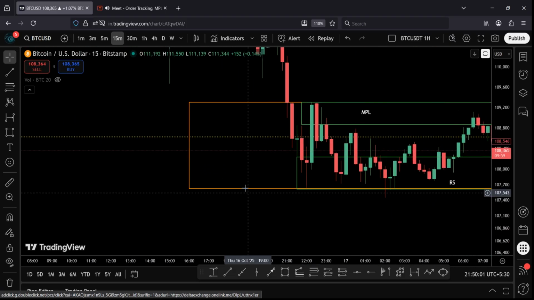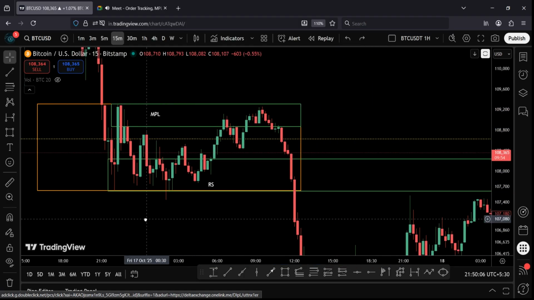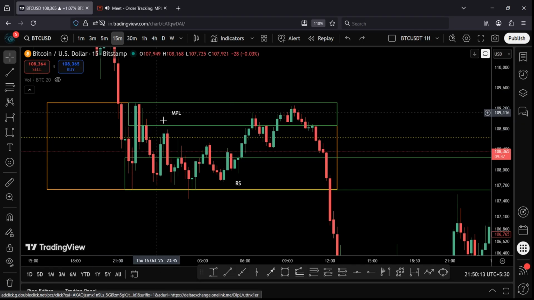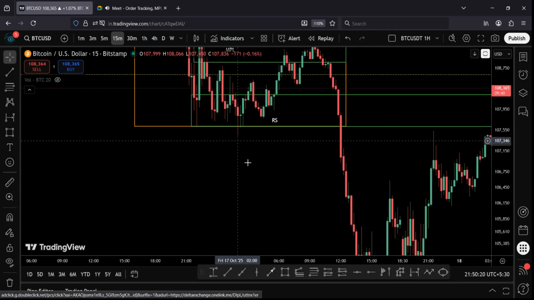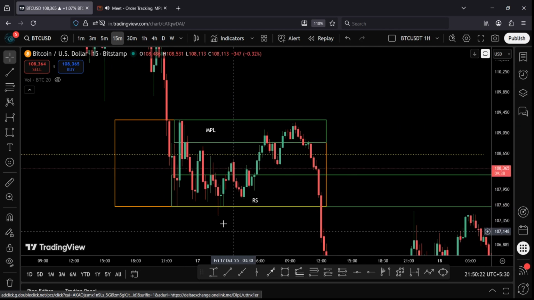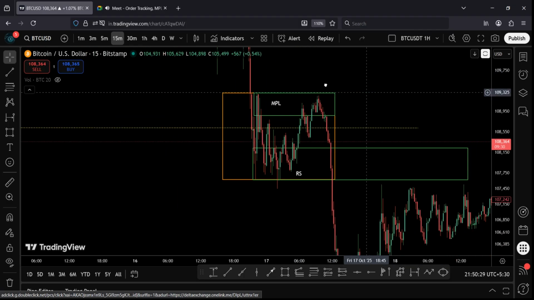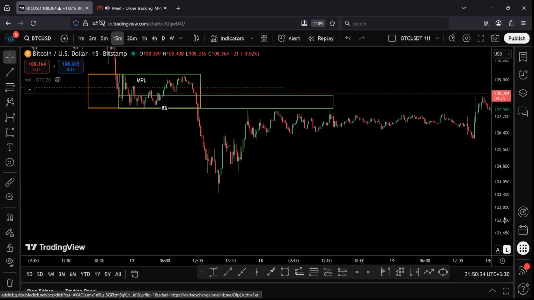What happened here? Price goes up, takes out here, came down, breaks this to the downside again, but did not come down too much. So what happened? The pullback came back directly to our MPL. Price goes back to the MPL and fell down again till here, right?